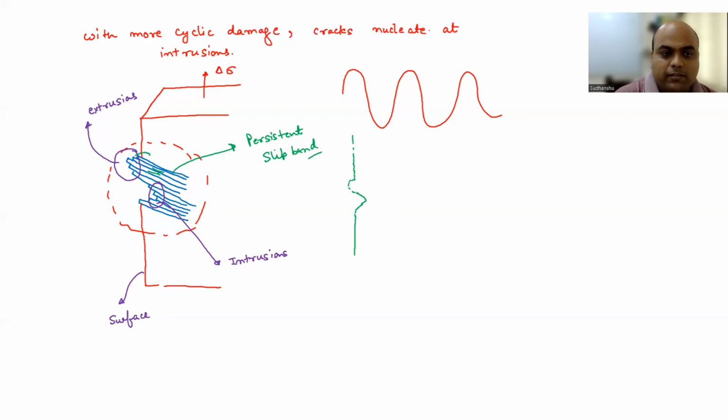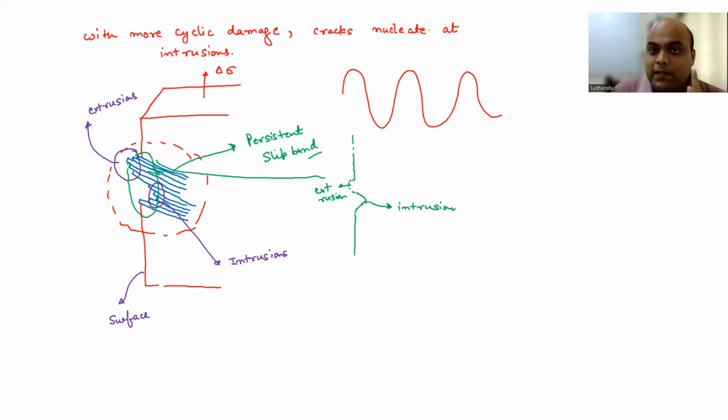You just blow this region here. Okay, so this is your extrusion and this one is your intrusion. I have removed the persistent slip band. Okay, so these intrusions are going to act as a notch. They are going to act as stress raisers.